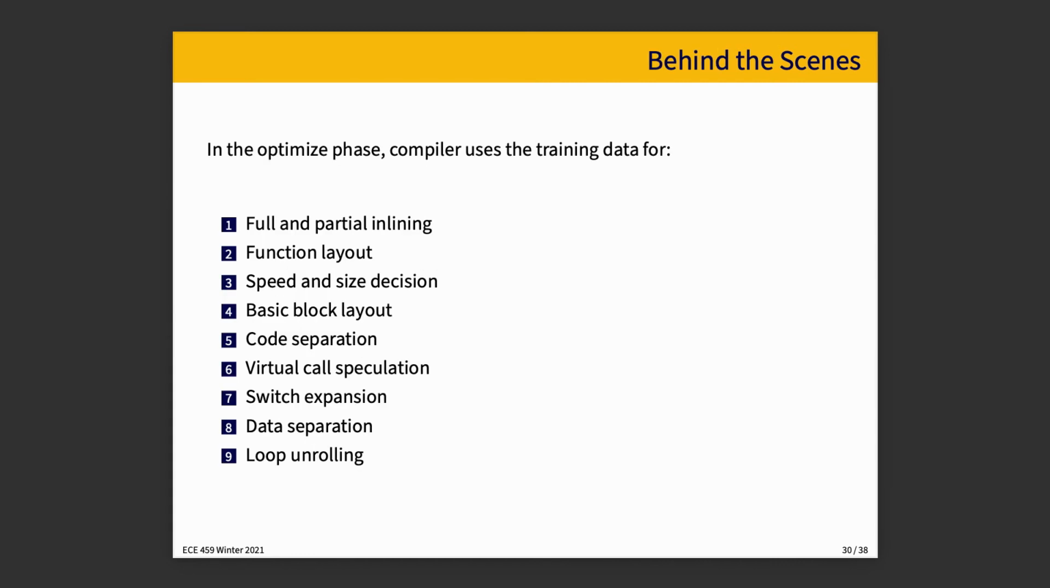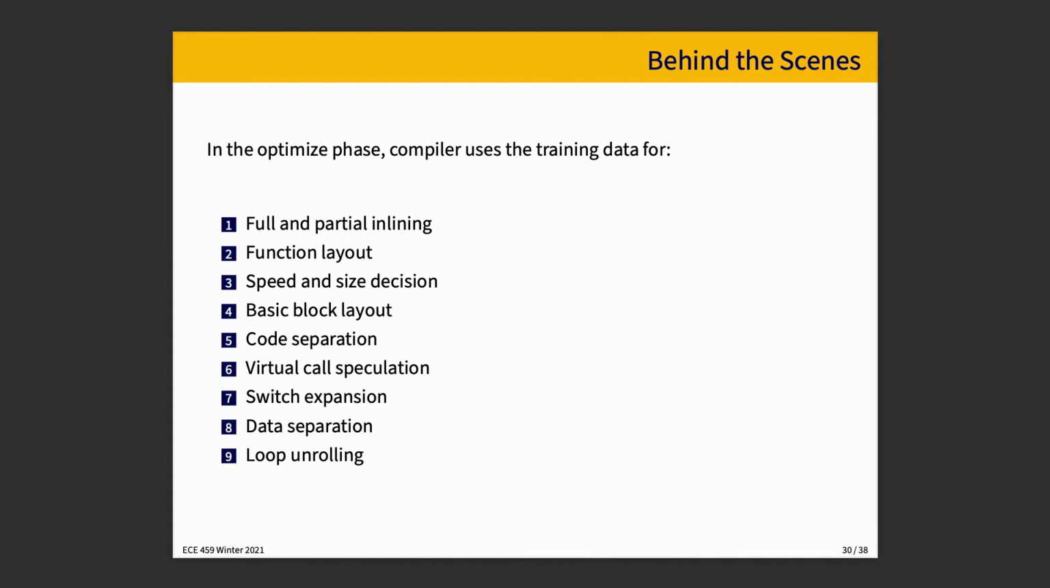All right. Behind the scenes. In the optimize phase, the training data is used to do the following optimizations, which, full disclosure, are the kind of things that I talked about in the previous edition of the course as being C and C++, and I can't promise with certainty that these things exactly happen when we are doing it for Rust. However, there is full and partial inlining, function layout, speed and size decisions, basic block layout, code separation, virtual call speculation, switch expansion, data separation, loop unrolling.